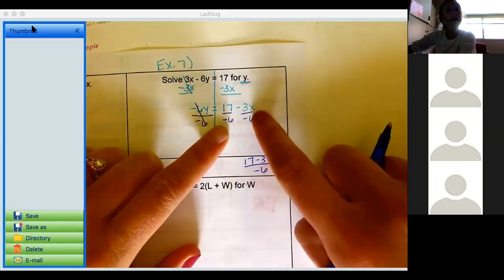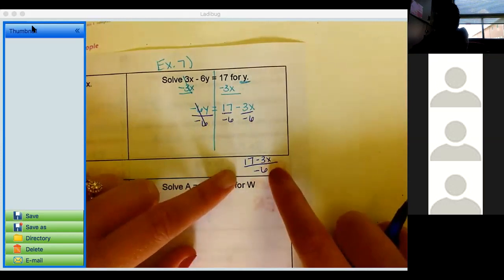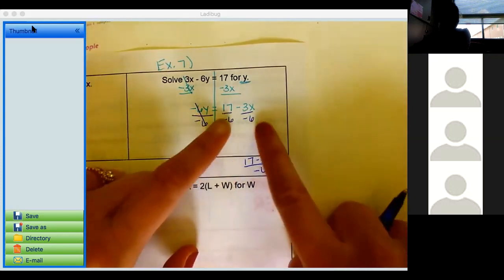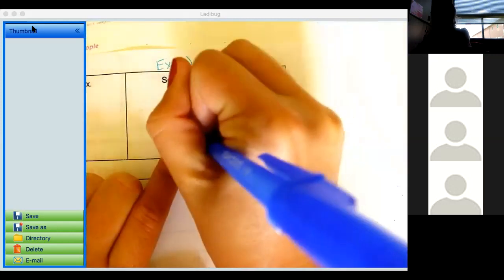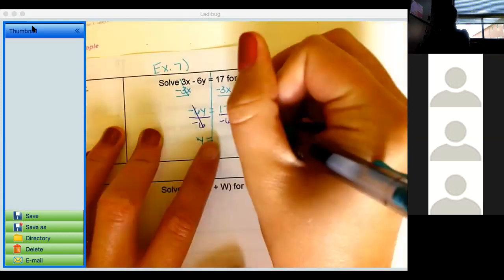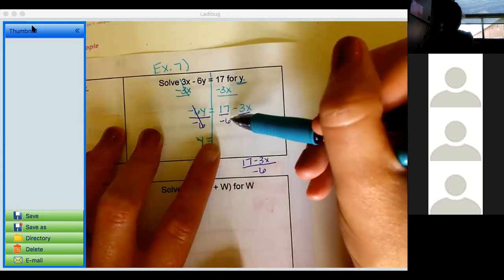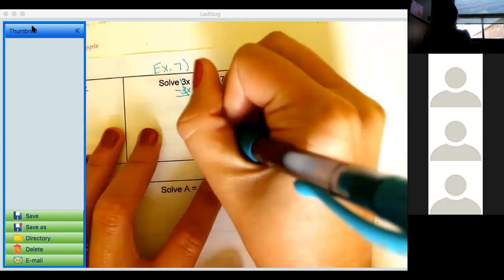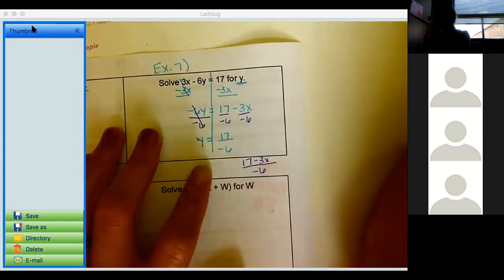Okay, can 3 over 6 reduce? That's why we're not leaving it like this, Jordan. If you have numbers, you need to reduce them when you can, okay? So we're going to talk about that. You ready? So we're left with y. Let me switch my colors. Y equals, can we simplify 17 over negative 6? No, they don't have any common factors, so I'm going to leave that 17 over negative 6.